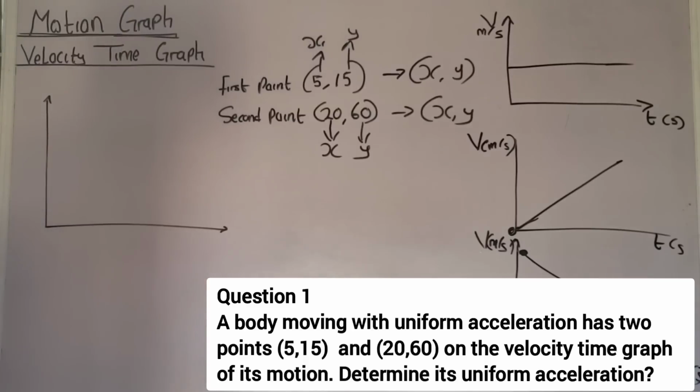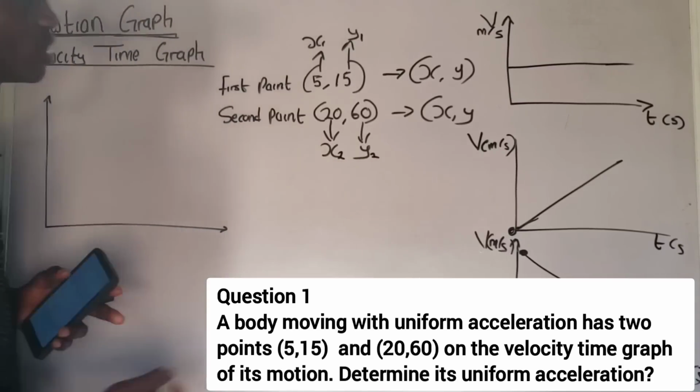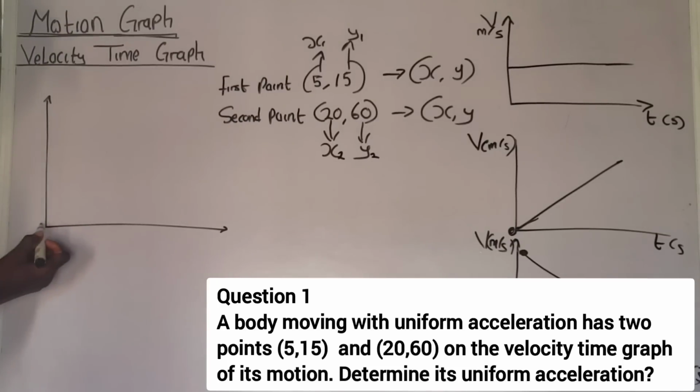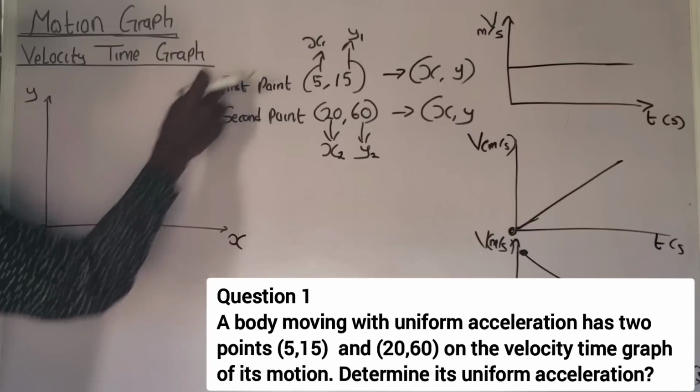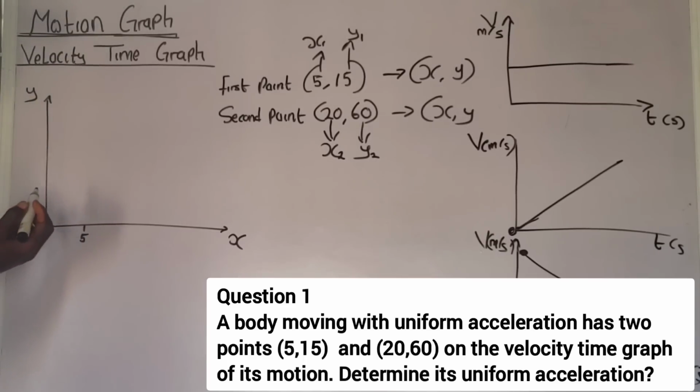Now let us plot these points on the graph. This will be x1 and y1, and this will be x2 and y2. Let's say this is point (0, 0). This is the x-axis and this is the y-axis. For x1 we have 5, which is greater than 0. So this is where I'm going to have x1, the first coordinate, which is 5.